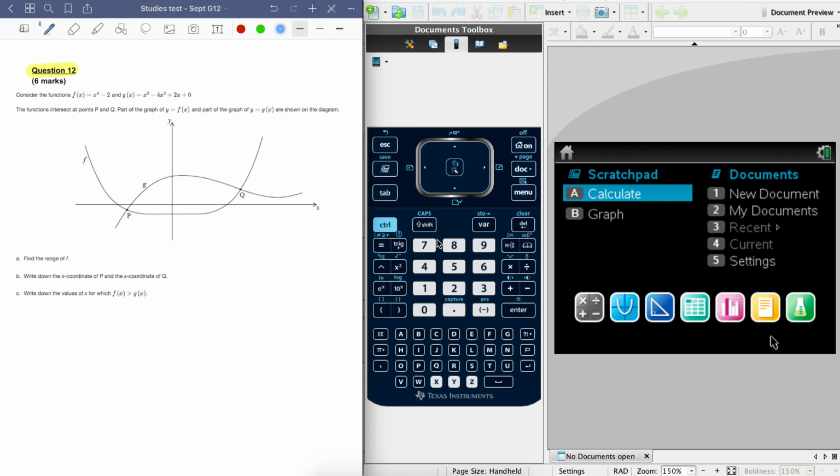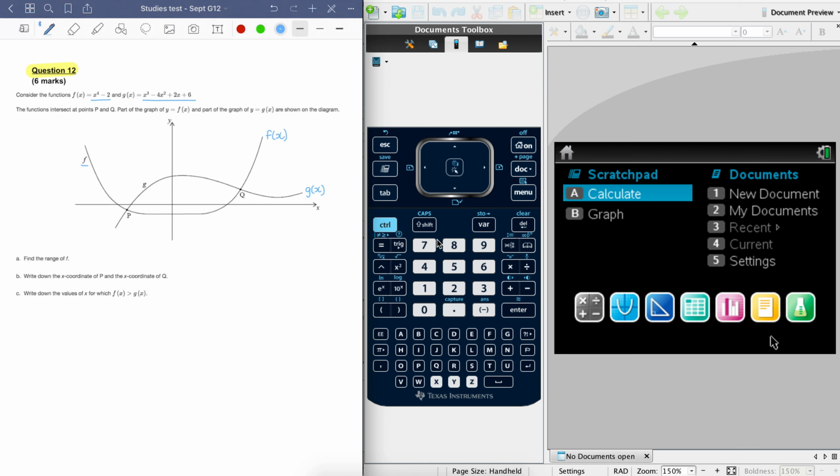Okay, looking at question 12, so we're going to be using our GDC to plot these two different functions. They've drawn them for you, but that won't give you enough detail. You'll still need to draw your own. So the first part is finding the range of f. This is my f of x function, it's labelled here, and this is my g of x function.